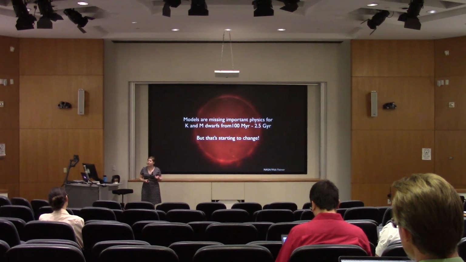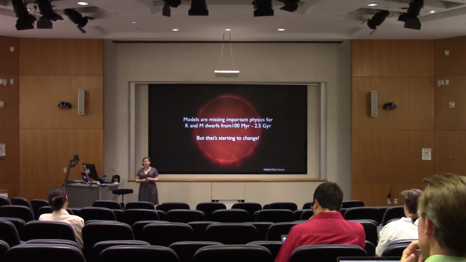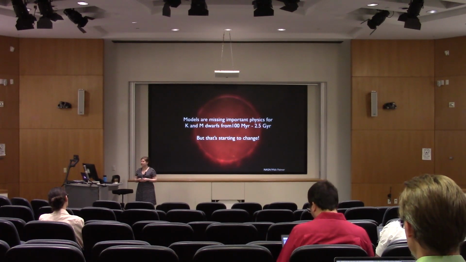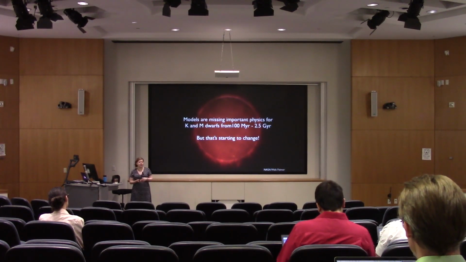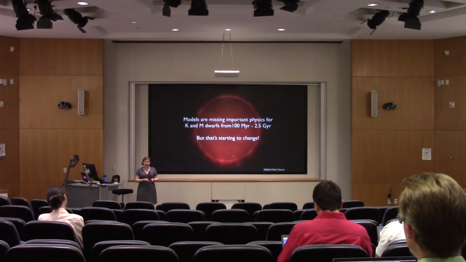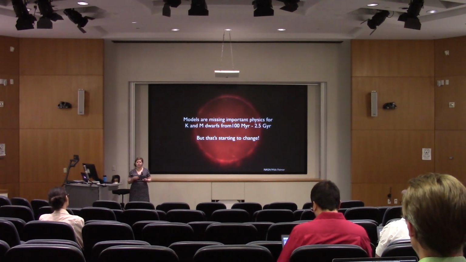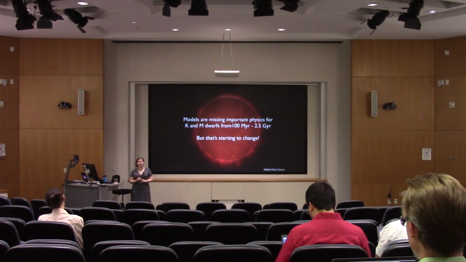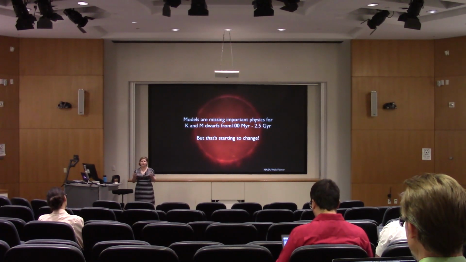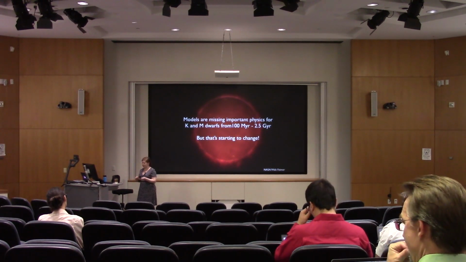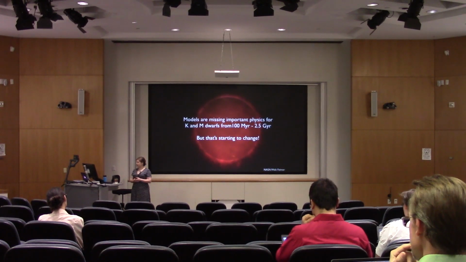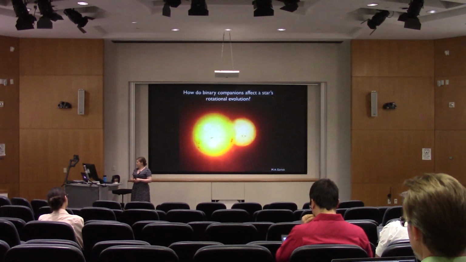So up till this point, models have been missing some pretty important physics for K and M dwarfs from at least about 100 million years to 2.5 gigayears, but that is starting to change. Models that are just coming out in the next 6 months to a year have started to include better magnetic field prescriptions for M dwarfs and better internal angular, or any internal angular momentum transport, actually.